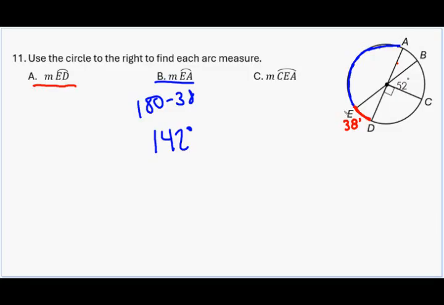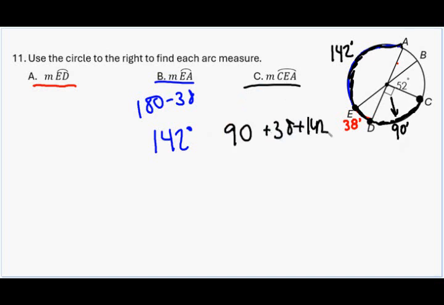And then back to, I'll do black ink, measure of arc C to E to A. So here's C to E, and then we keep going to A. Well, let's see, we just figured out the arc I covered up that was blue was 142. ED we know as 38, and this 90-degree angle is going to give us a 90-degree arc out here. So for part C, if we add up 90 and 38 and 142, we get 270 degrees. Excellent.